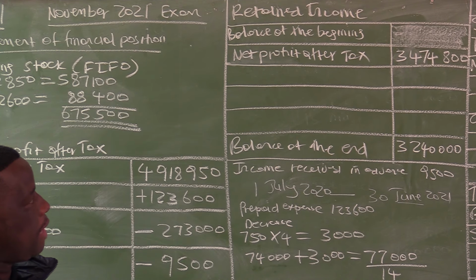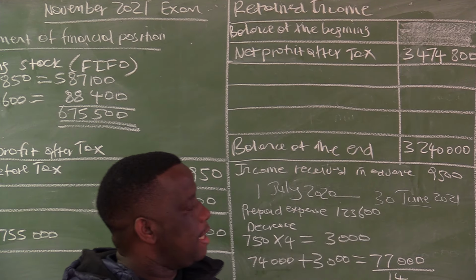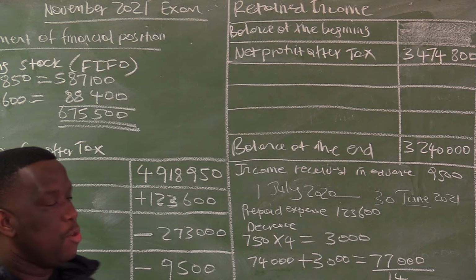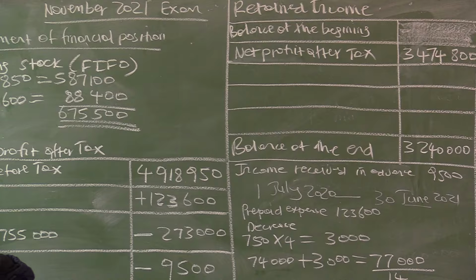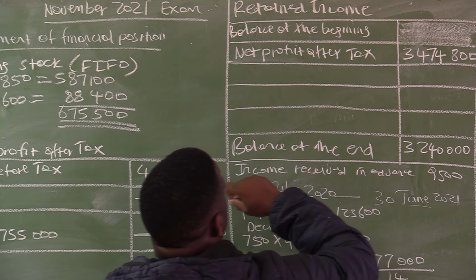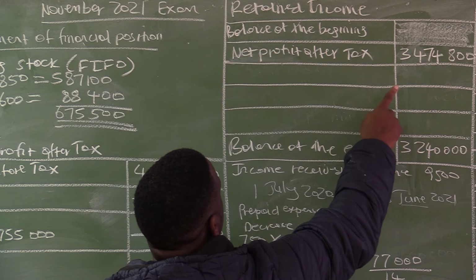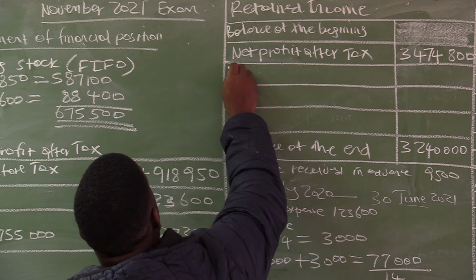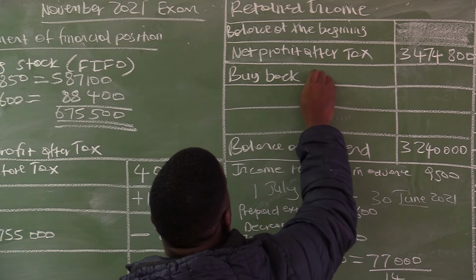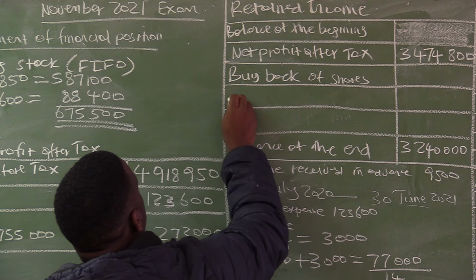So we have our net profit after tax of 3,474,800, and even the balance at the end has already been given, which is 3,240,000. It is already there in your answer sheet. Right. So you have your net profit after tax here, and another thing that is also required here, you have your net profit after tax, but you have the buyback of shares. You have your dividends.